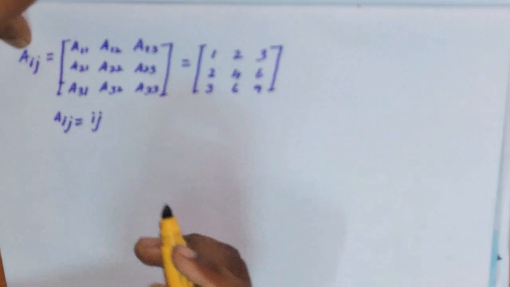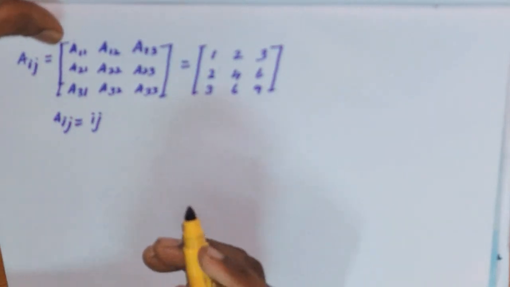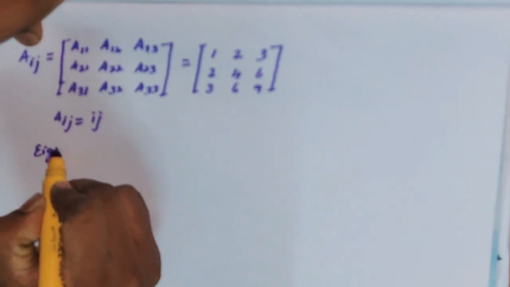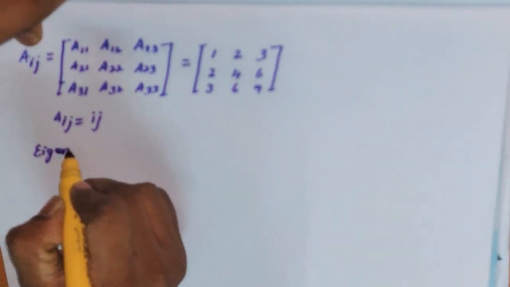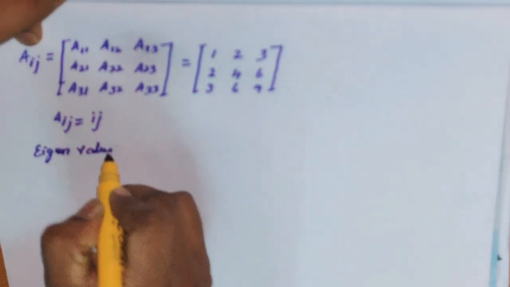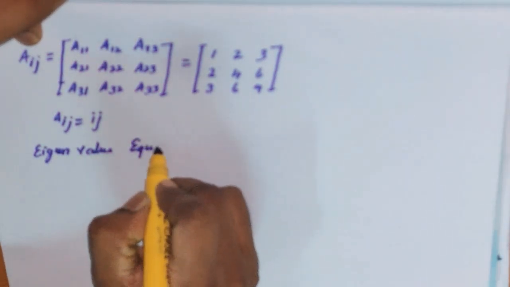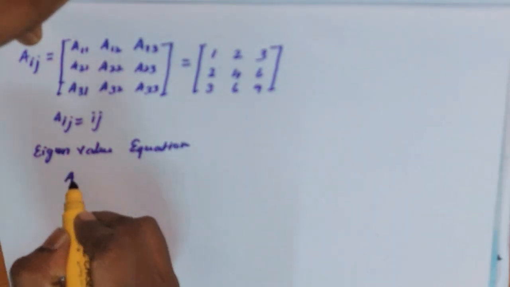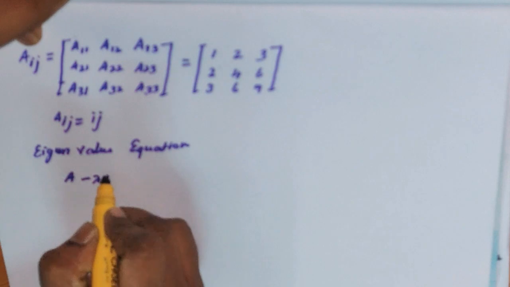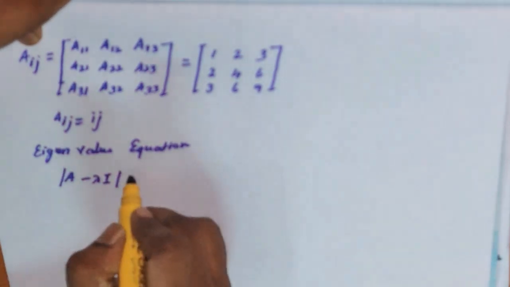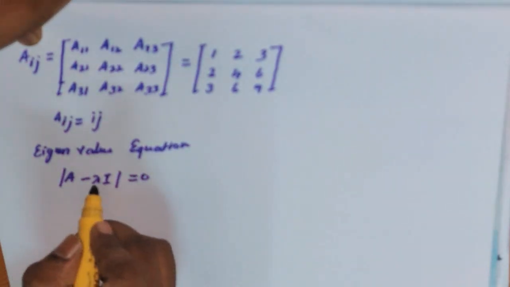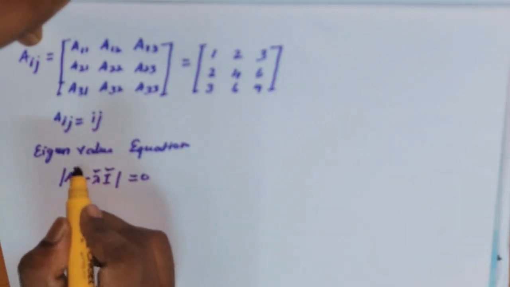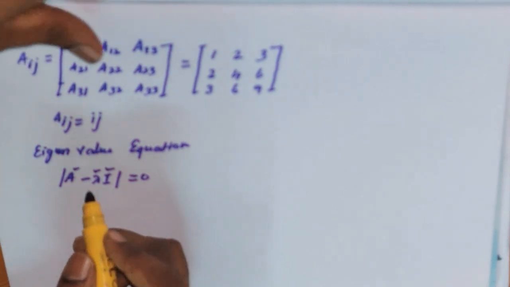Now we need to find the eigenvalues, because they want to know what the eigenvalues of A are. So we know the eigenvalue equation: the determinant of the matrix A minus lambda times the unit matrix goes to 0. If you solve this, we will get the eigenvalues. Here lambda represents the eigenvalue, I is a unit matrix, A is the given matrix. This is the eigenvalue equation.